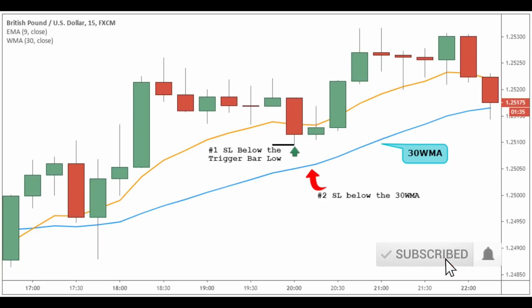For example, if you have a buy trade signal, you hide your protective stop loss below the low of the trigger bar. Alternatively, for a more conservative approach, you can hide your protective stop loss below the 30-period WMA. See the Forex chart. Here's a little bit of trading wisdom from hedge fund billionaire Bruce Kovner.